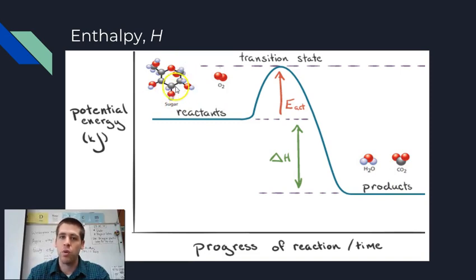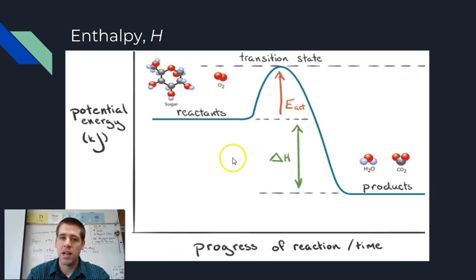The breaking of the bonds requires energy. Otherwise, why would the sugar even exist in the first place at all? If it releases energy, why wouldn't it just convert to carbon dioxide and water on its own? We have to input energy. We have to get up into a transitional state to break those bonds and separate those atoms so that they can recombine and release energy in the production of water and carbon dioxide.